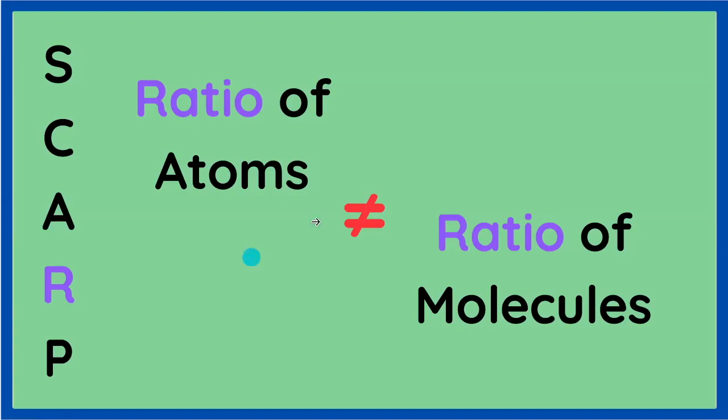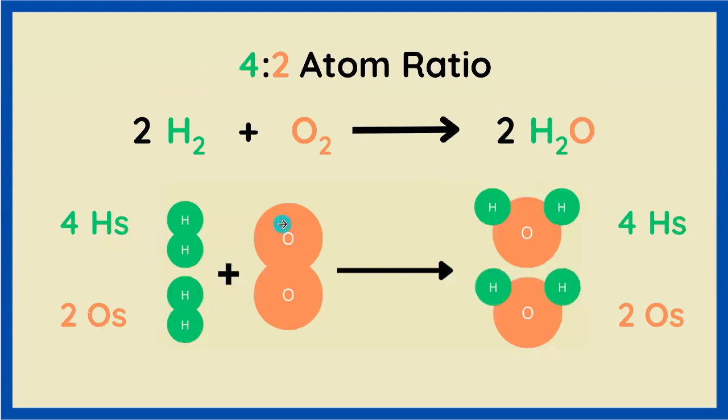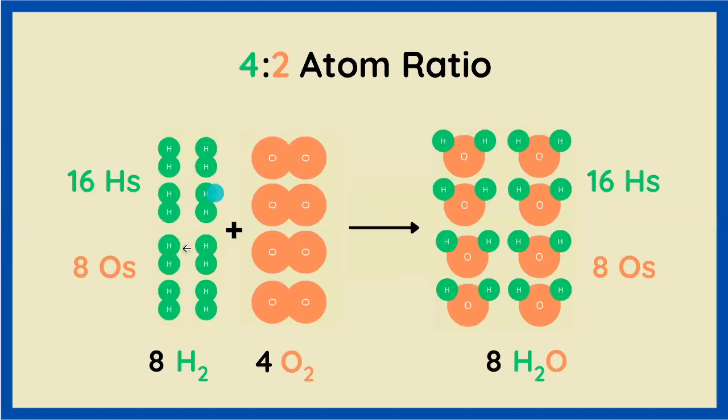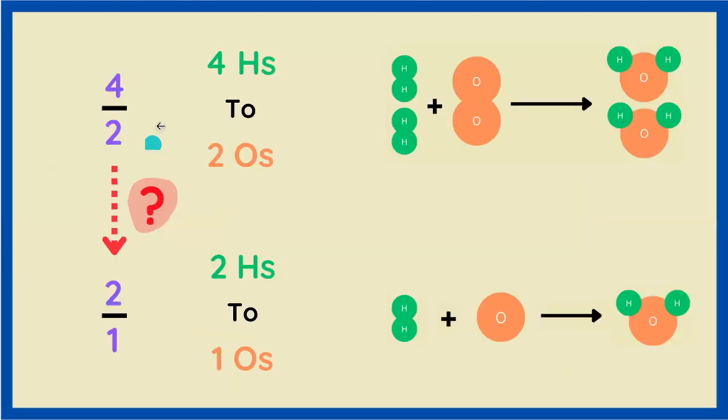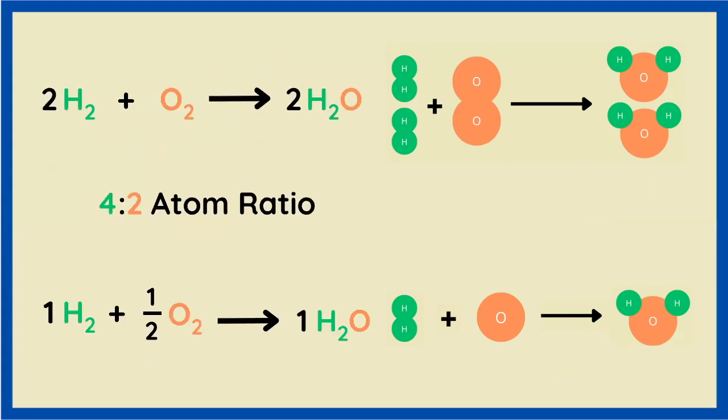Let's talk about ratios. It's different for atoms versus molecules. It's super important to recognize that for this reaction, we have a ratio of 4 to 2 hydrogen to oxygen atoms. Even as the reaction scales up here to 16 and 8 atoms respectively, the 4 to 2 ratio is retained. But hold on a second, shouldn't we reduce that ratio from 4 to 2 to 2 to 1? Didn't we say we want to have the smallest whole numbers? This is the most commonly misunderstood thing about chemical reactions. It's not that the atoms must be in the smallest whole number ratios, it's that the molecules must, the coefficients must.